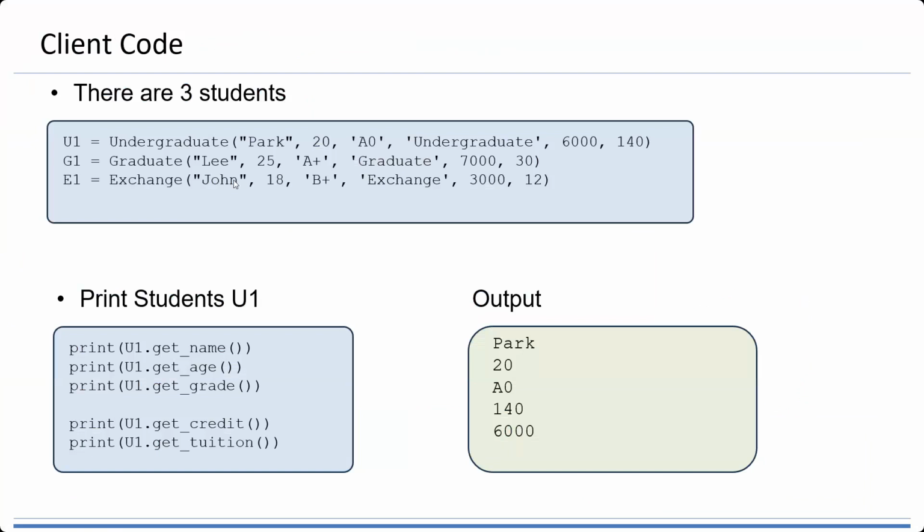In order to create the object, we need to use all the information. For example, the name, the age, the grade, the student type, the tuition. So we call this using the abstraction. All the data that we want to create, we will declare based on the data in each of the classes.